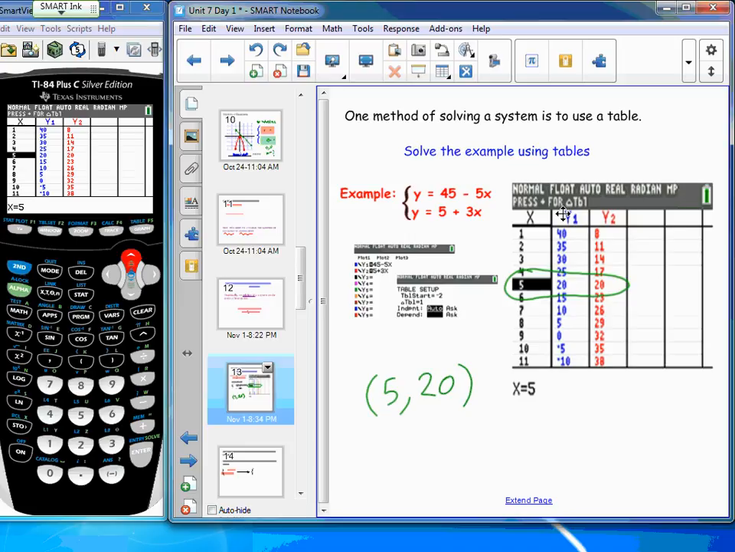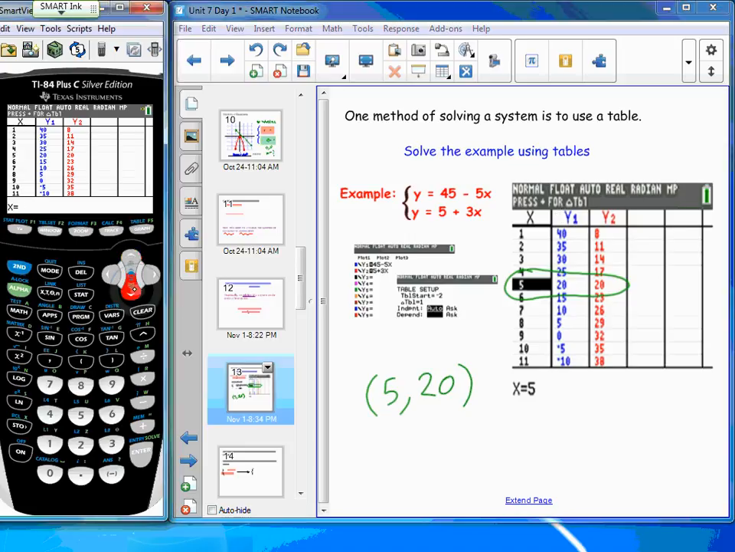However, we have to be careful. We want to make sure that there's no other solution points in my table. So as I continue scrolling down, does it appear as though there's going to be another solution if I continue scrolling? Holly? No, how come? Because the y100 equals 0. Yeah, it looks like my y1 is getting more and more negative, and look at my y2 values. Getting more and more positive, right?